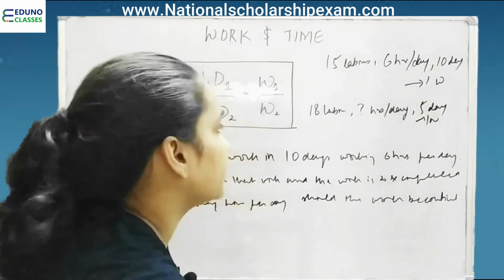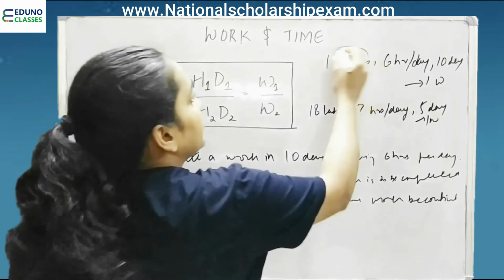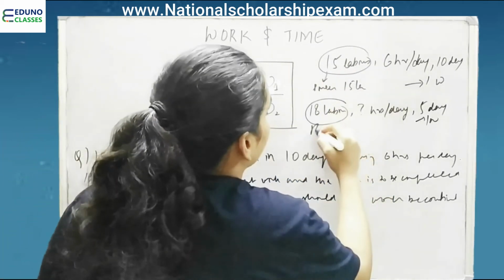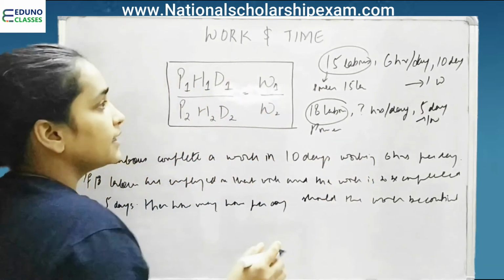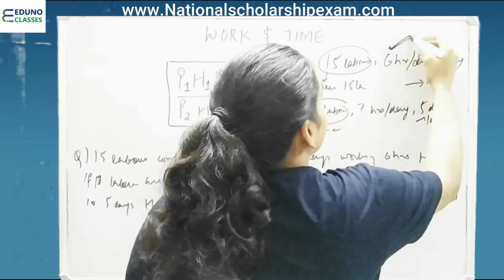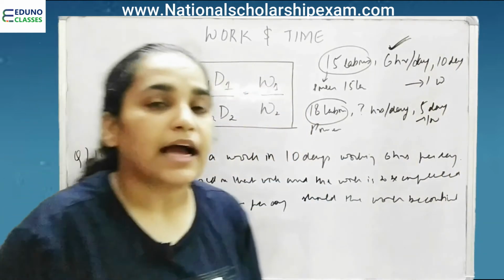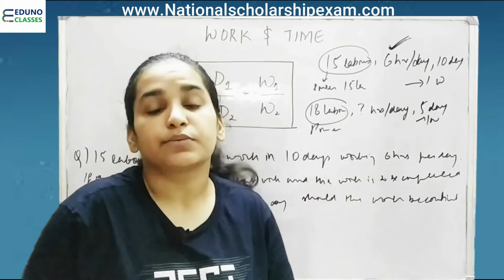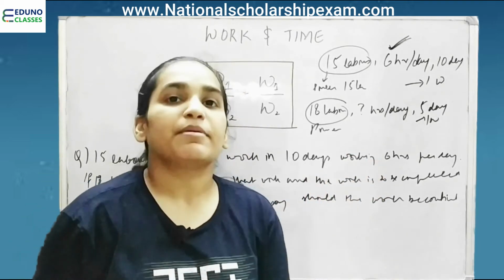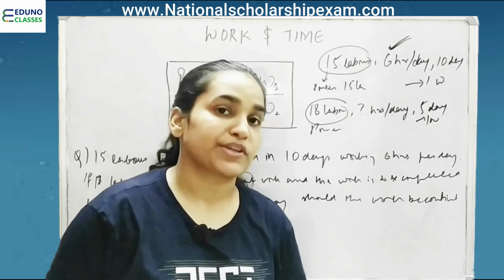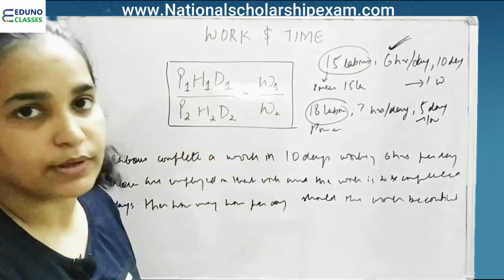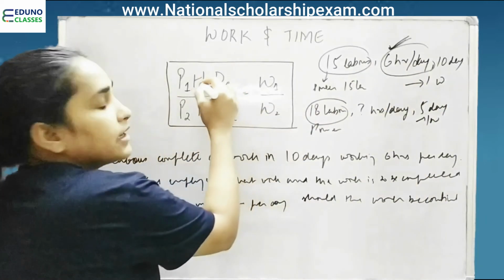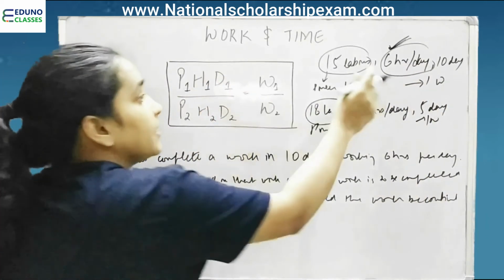Now we can do it right here. This can be considered as power. This is the power of 15 laborers. This is the power of 18 laborers, right? Power here is actually signifying how many people are working. And we know that in these kinds of questions, we consider that all of them are working with the same efficiency. Not in every question, but in these kinds of questions. So power and person in these questions will be the same, right? And then this is hours worked per day and this is the days.